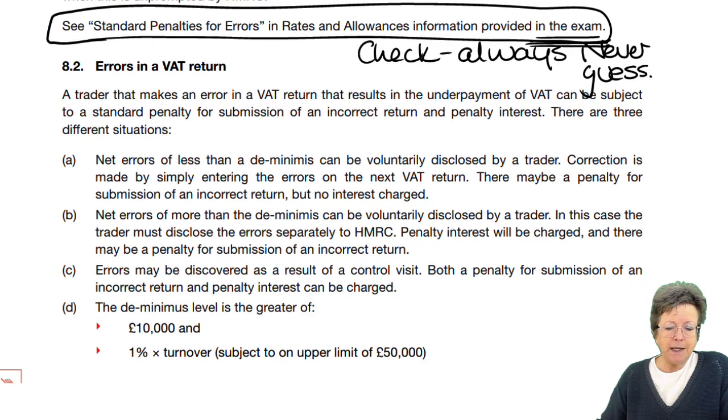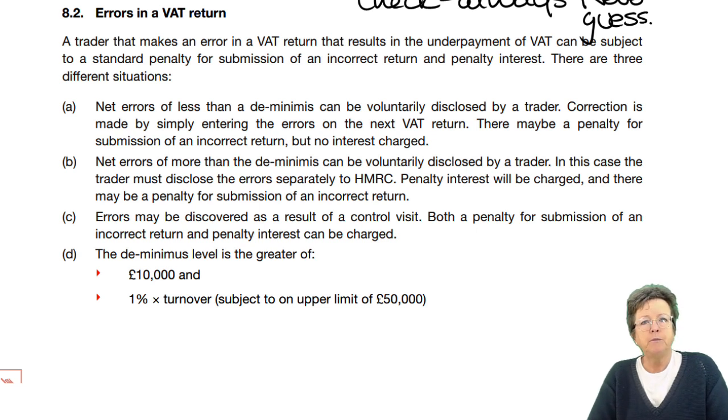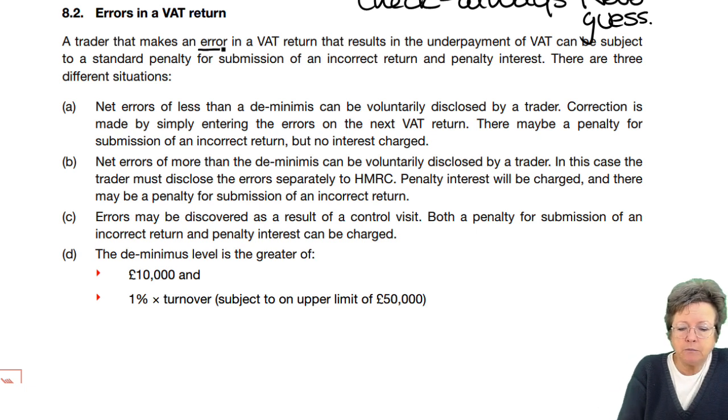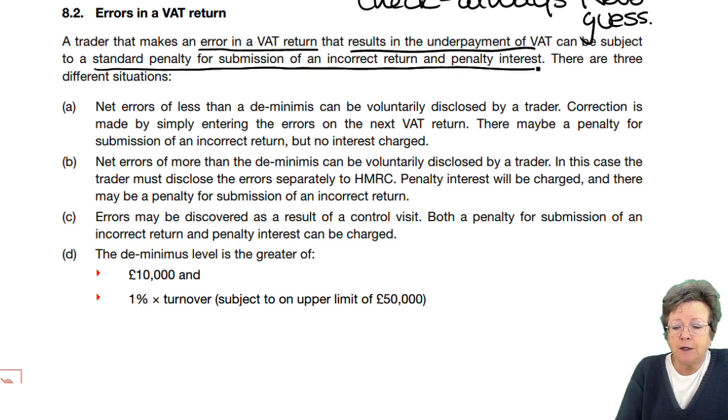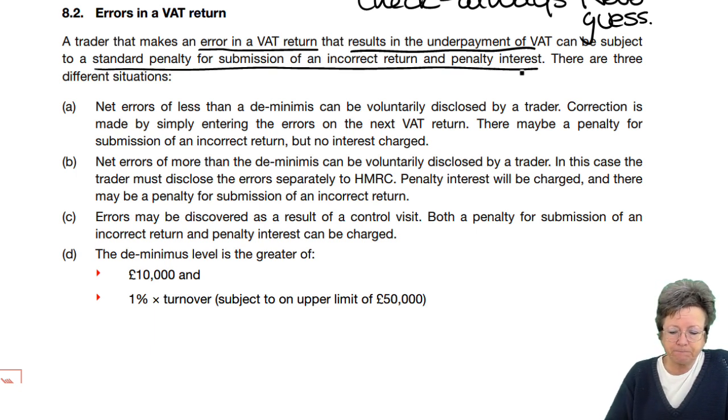Now, there can be errors sometimes on a return. People are fallible. They didn't correctly add it up. They missed something. Okay. If you make an error on the return that results in an underpayment, this can be subject to a standard penalty for submission of an incorrect return, and there will be interest charges. 3 situations.